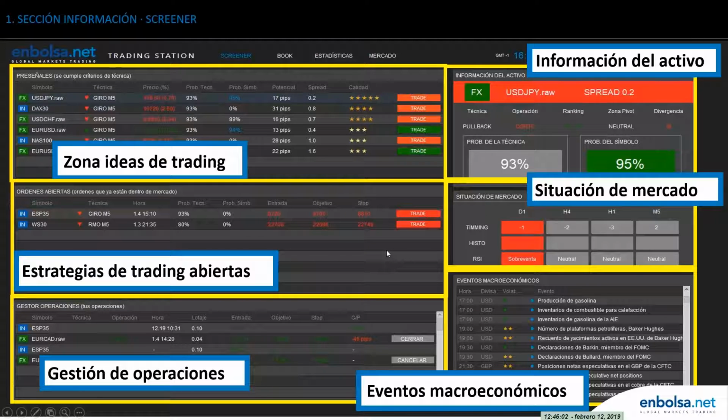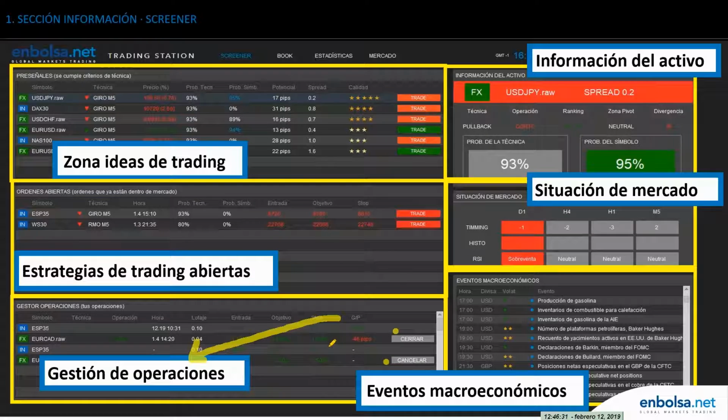In the second box, the Open Trading Strategies appear. These are those positions the trading station has taken within the market and the user can see, check or join. In the third section, we have the Trader Manager. Here we can find the different operations the user has opened using the tool and therefore he or she can choose to close or cancel.